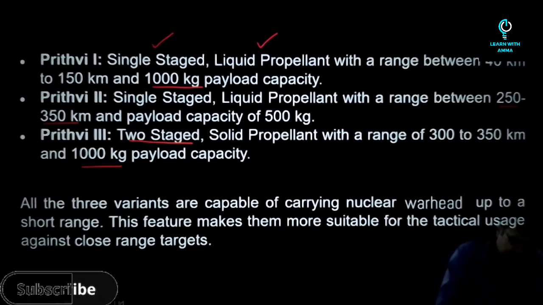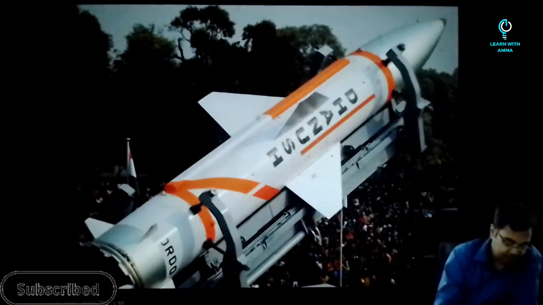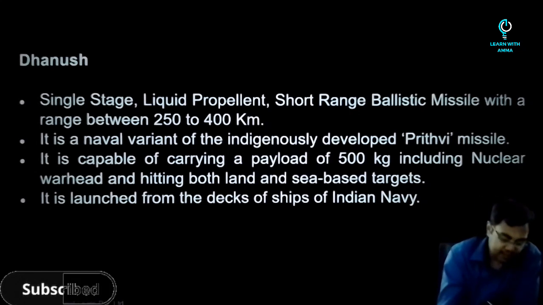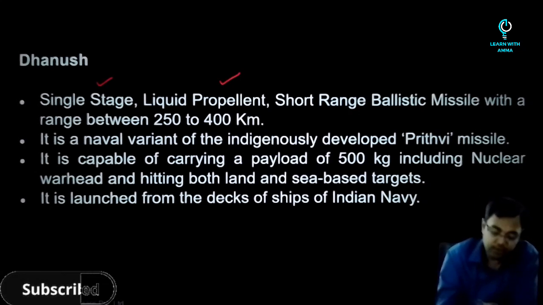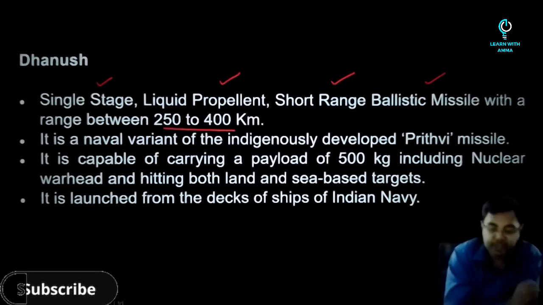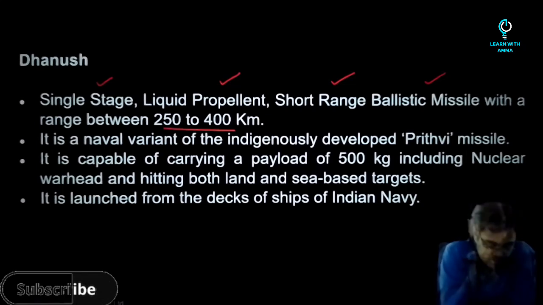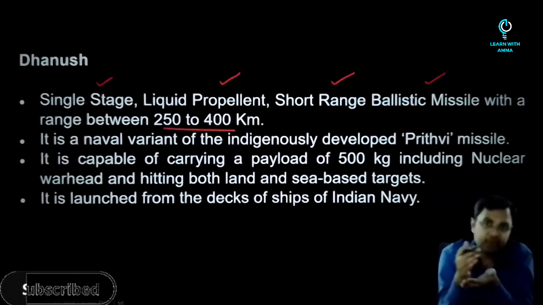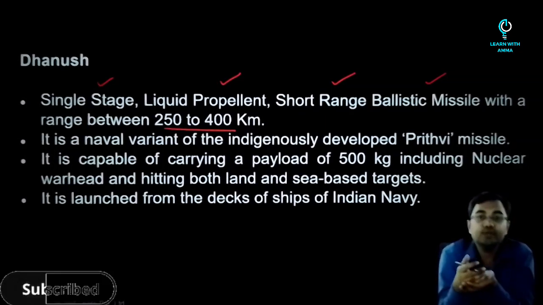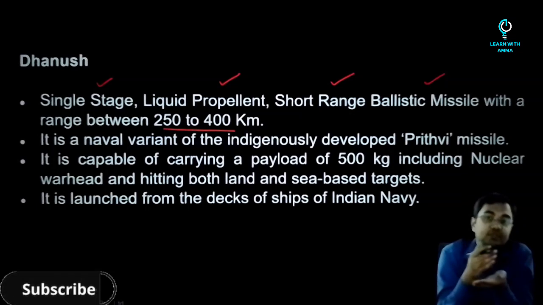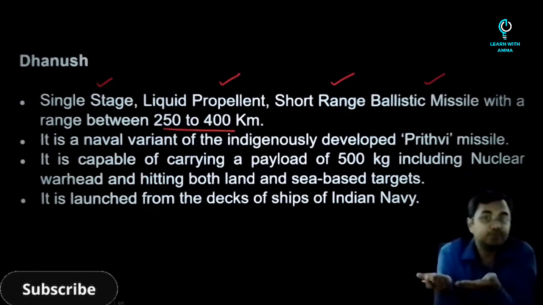Now, as we discussed, you have another set of missiles, one which is called Dhanush. So when we talk about Dhanush, it is a single staged, liquid propelled, short range ballistic missile, range between 250 to 400 kilometers. Now when we talk about Dhanush, Dhanush basically is going to be the naval variant, or rather you can say it is going to be similar to Prithvi 3. So Dhanush is seen as the replacement of Prithvi 3 missile.